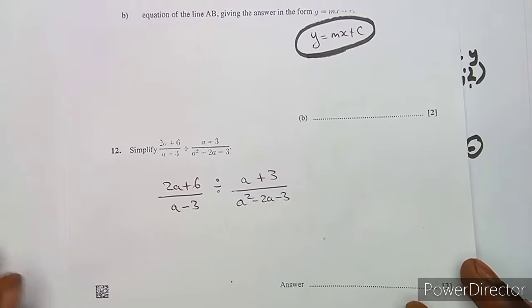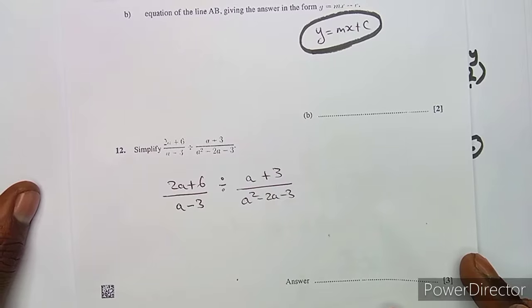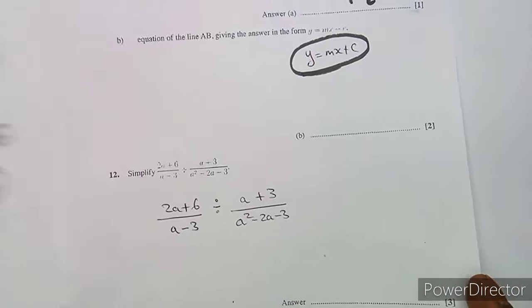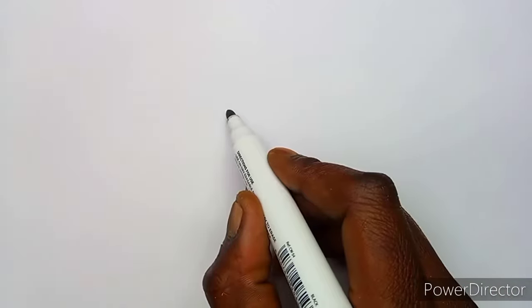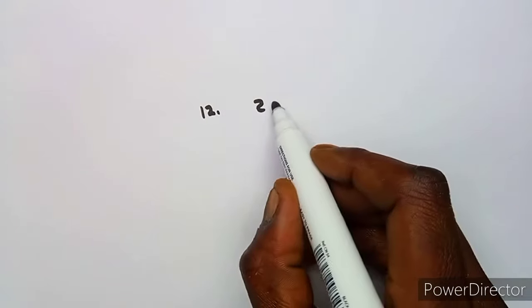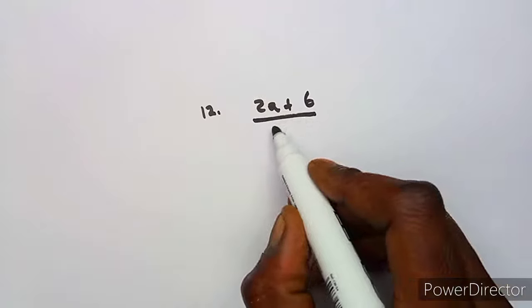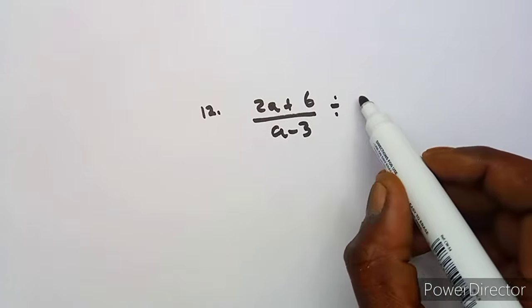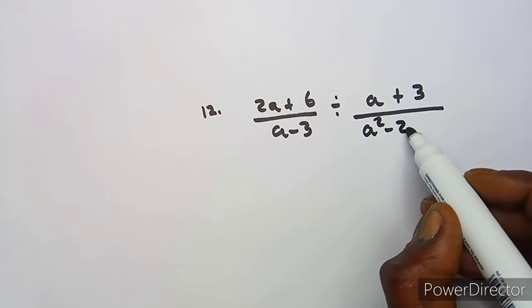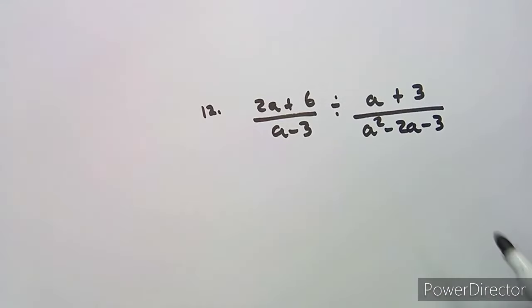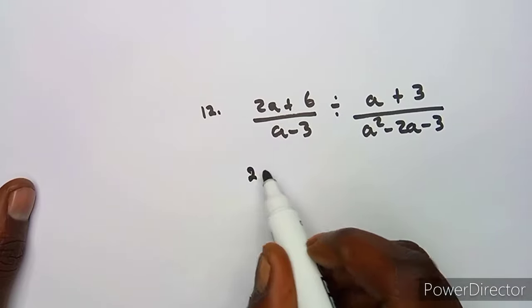All right, number 12, we are given to simplify the given fractions. All right, so as usual, guys, for fractions, it is best for you to first factorize, then you can simplify as much as you can. So that is 2a plus 6 everything over a minus 3, which is being divided by a plus 3 everything over a squared minus 2a minus 3. So for you not to make mistakes, it's best for you guys to introduce multiplication sign, then you do your factorization afterwards. So let us introduce multiplication.